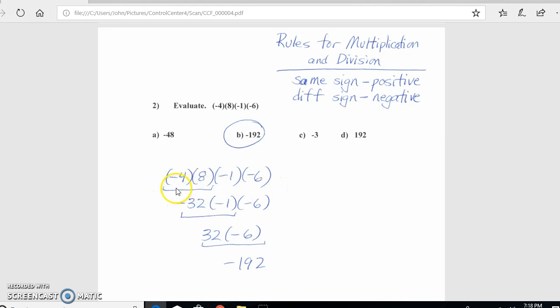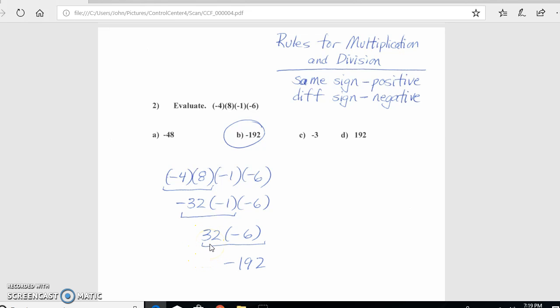And here we're going to multiply the -4 times the 8, and that would give us a -32. Different signs give a negative. And then we're going to continue to multiply as we go to the right. The -32 now, we're going to multiply by the next number, the -1. And we have the same signs, so we have a positive 32.